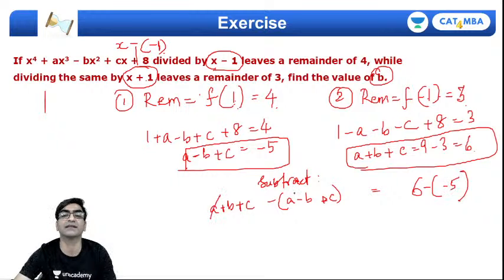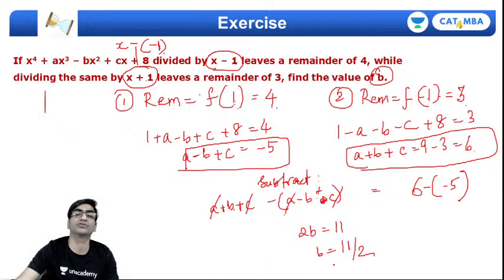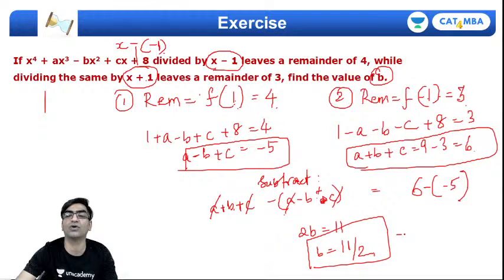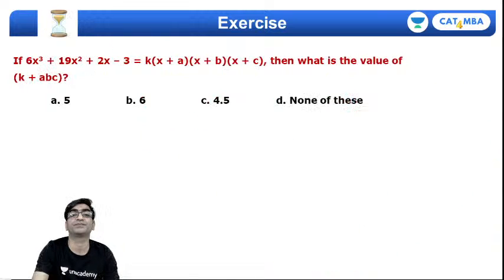A and minus a will get knocked off. C and minus c will also get knocked off. But b plus b will become 2b. So if 2b is equal to 11, b will in fact be 11 by 2, right? So in this question, 11 by 2 or 5.5 is the required value of b, right? 5.5. I hope that makes sense to you.